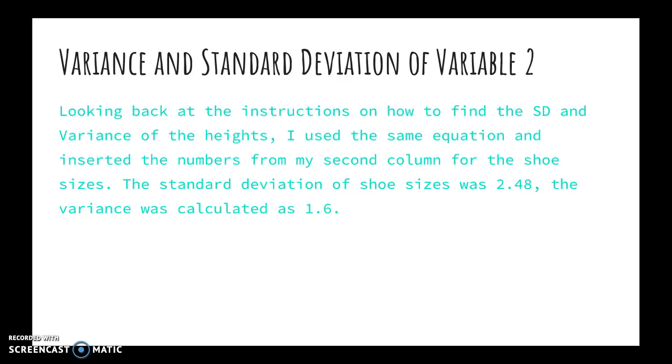Variance and standard deviation of variable 2. Looking back on the instructions on how to find the standard deviation and variance of the heights, I used the same equation and inserted the numbers from my second column for the shoe sizes. The standard deviation of shoe sizes was 2.48 and variance was calculated as 1.6.